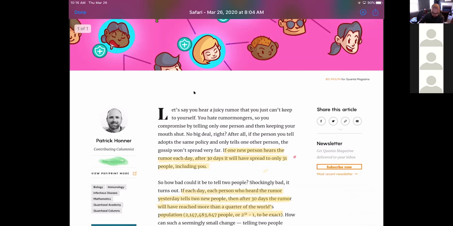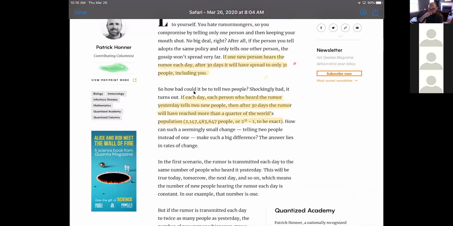Now let's suppose we extend that situation, and you're going to tell two people. I tell Gabe and Nick, and then they each tell two people. Gabe, you tell Jody and somebody else. Nick, you tell two other people. And then every day, everybody tells two more people.